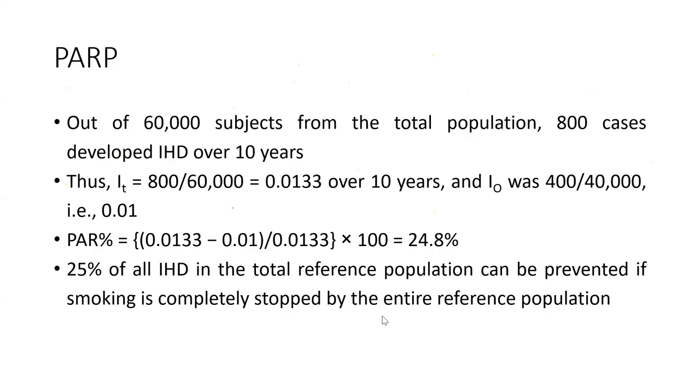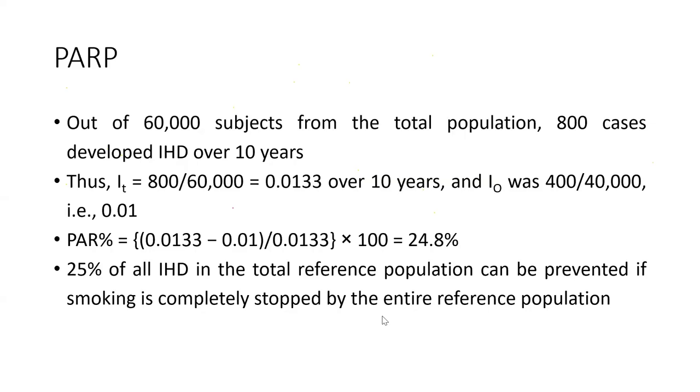So here is an example again, because I am not really focusing on examples, but just conceptual understanding. If you have 60,000 subjects in a population and there are 800 cases who develop IHD over 10 years, you have the incidence in the total population. What you want to know is the incidence in the unexposed. Now your exposure could be, say, smoking. So if you subtract the incidence in the unexposed from the incidence in the total population and divide by the incidence in the total population, you get 25% as the population attributable risk.